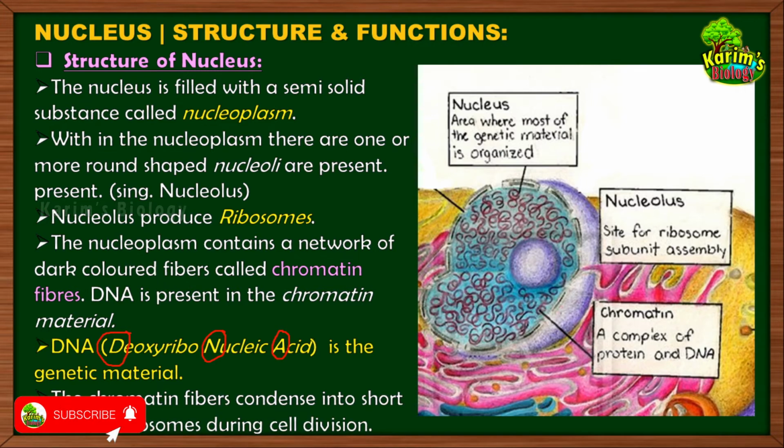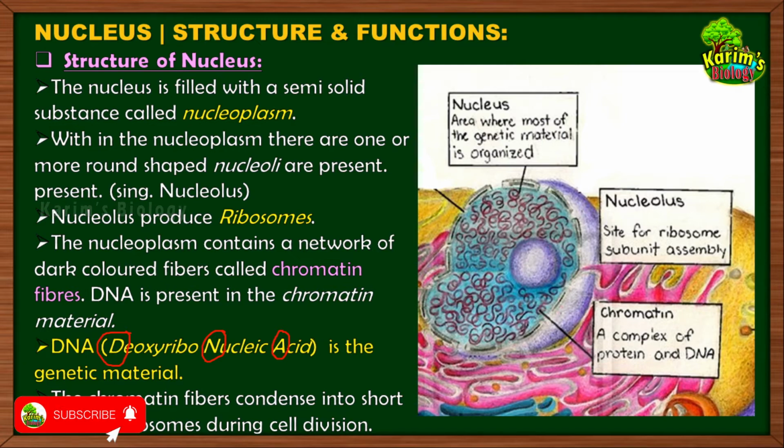The chromatin fibers condense into short, thick chromosomes during cell division. You know children, I told you that the nucleoplasm is filled with fiber-like structures called chromatin fibers, and chromatin fibers are made up of DNA, right? DNA is in the form of long thread-like structures. You know that every cell divides. That is one of the characters of the cells. All living organisms consist of cells, and the cells divide and continuously form new cells.